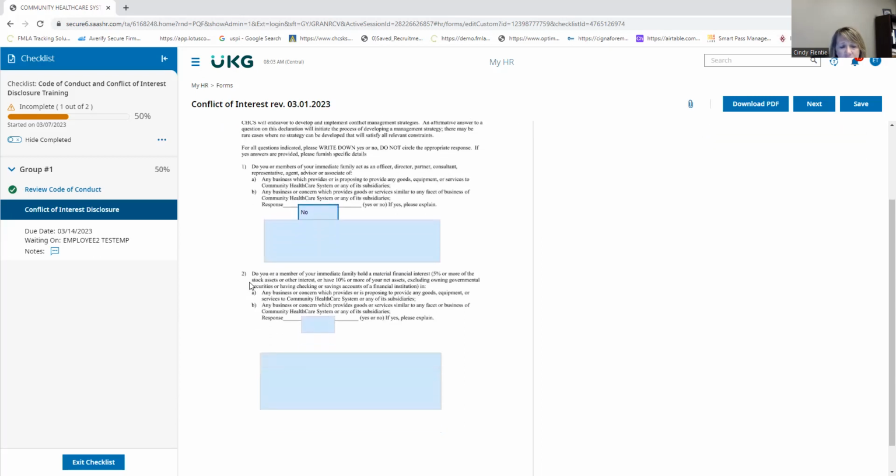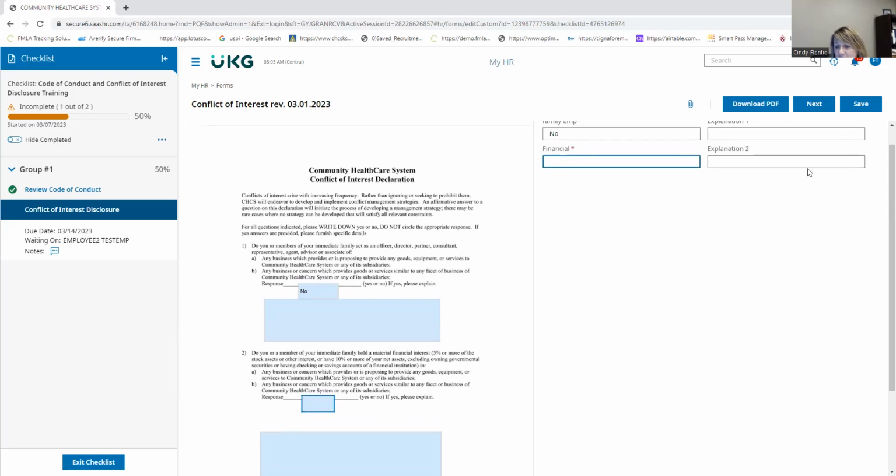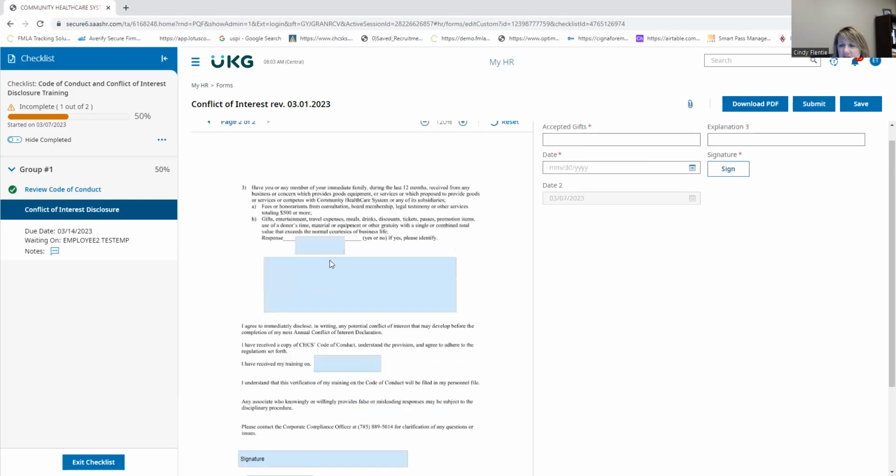And then on 2, it's asking, do you or a member of your immediate family hold a material or financial interest in any business that we do business with? If you do, same thing, you click here, and if it's a yes, you're going to put yes and explain it. And I'm going to enter no here. Then I'm going to actually save it first. So I'll hit save, hit OK, and then hit next.